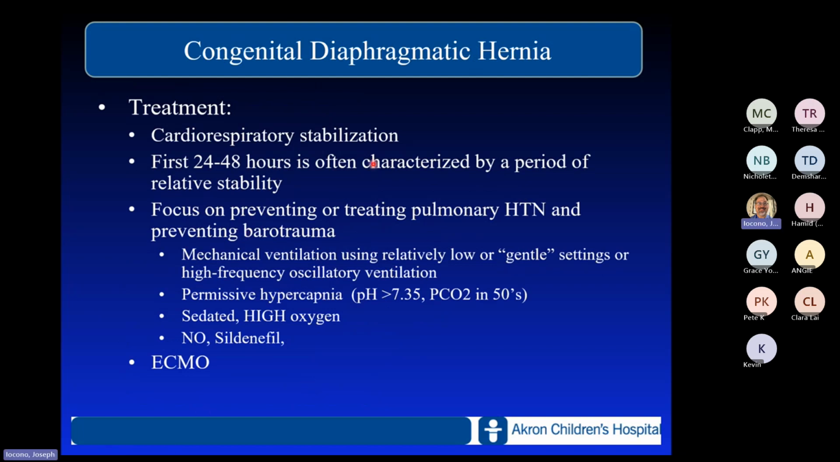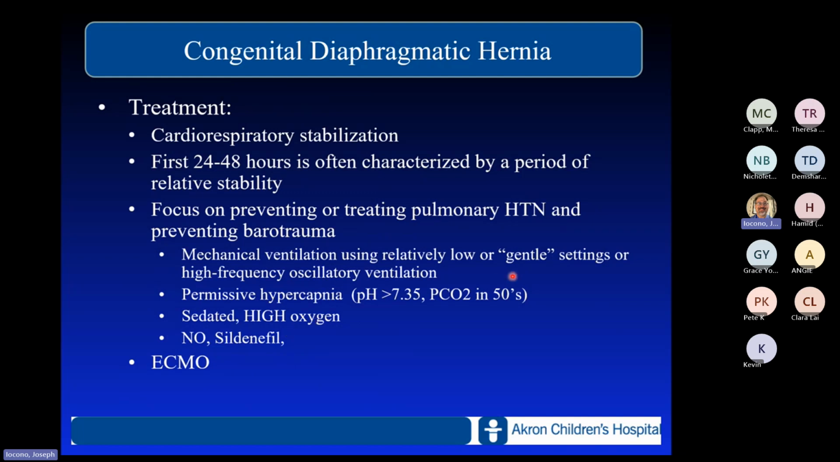So you stabilize. Sometimes you'll get a honeymoon period where they look better than they're going to be because they've still got higher levels of fetal hemoglobin. You've got to ventilate them as gently as you can, give them as much oxygen as you can, and get their pH up and their PCO2 down. Keep them sedated, keep on high oxygen. You can use nitric oxide or sildenafil to pulmonary vasodilate, and then if all else fails, you can do ECMO.